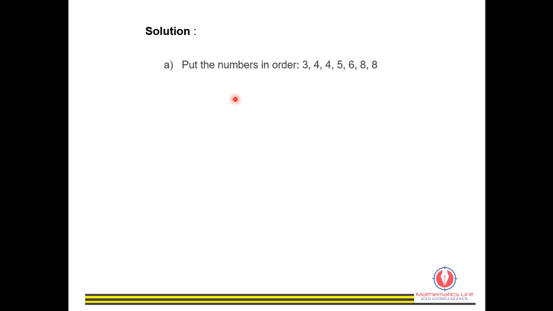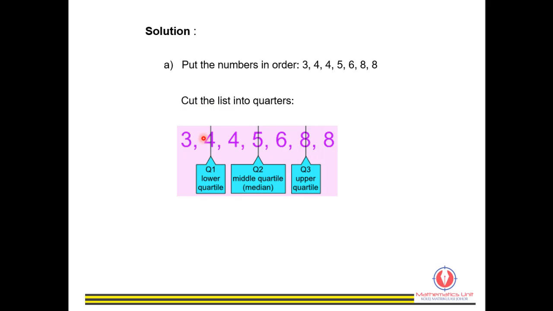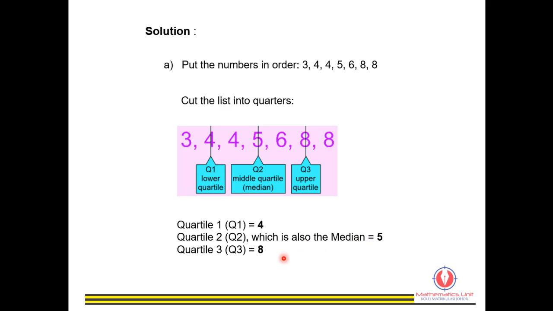A, put the number in order. After you put the numbers in order, you cut the list into quartiles. After you cut the list into quartiles, you will get the first quartile is 4. The second quartile is the median, which is equal to 5, and the third quartile is 8.